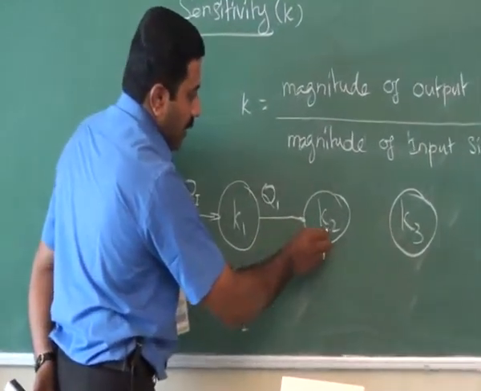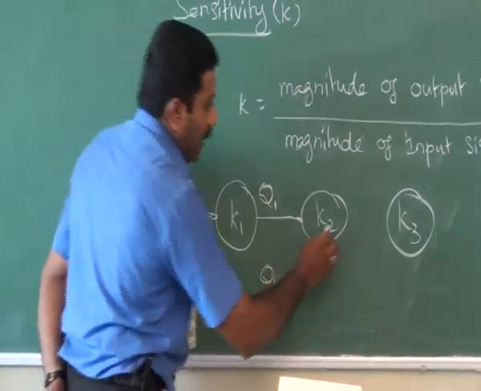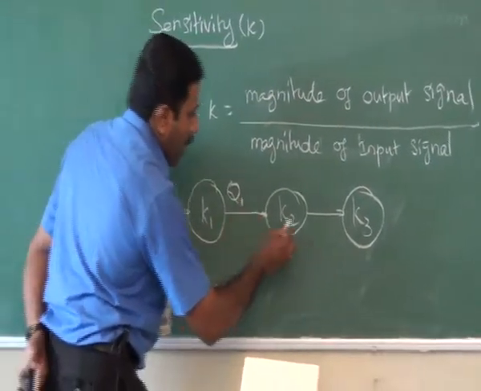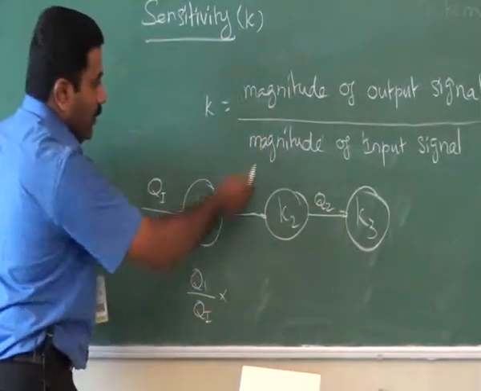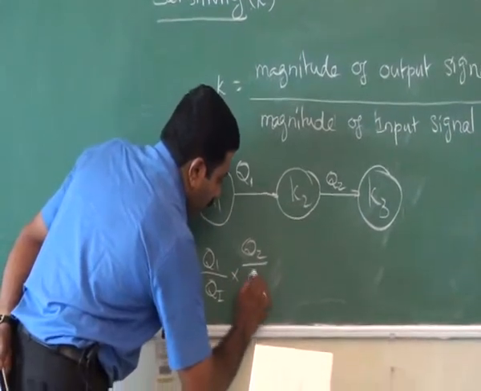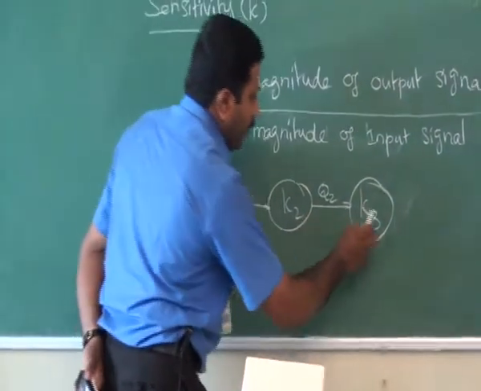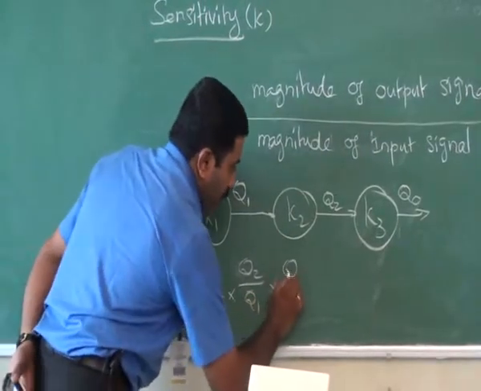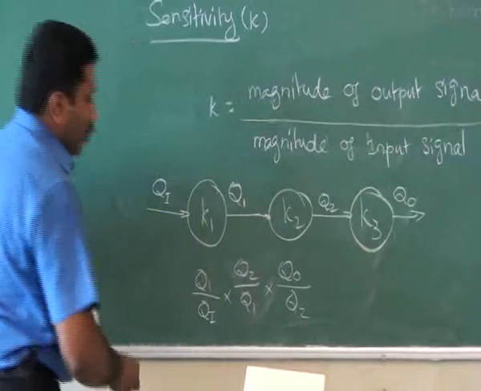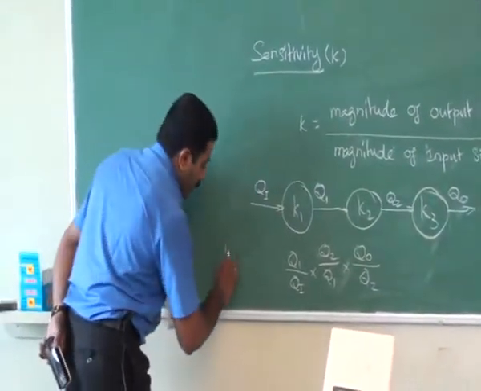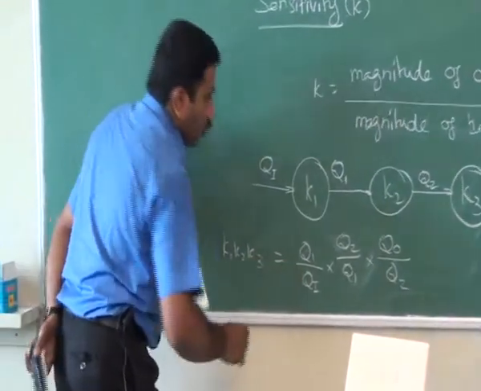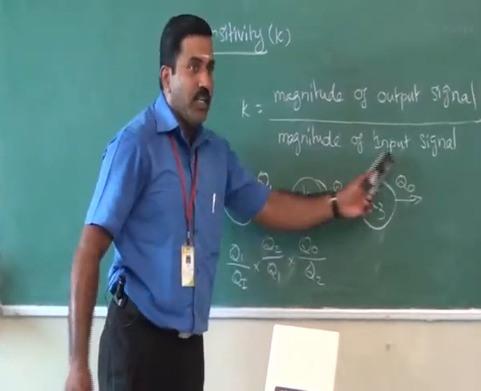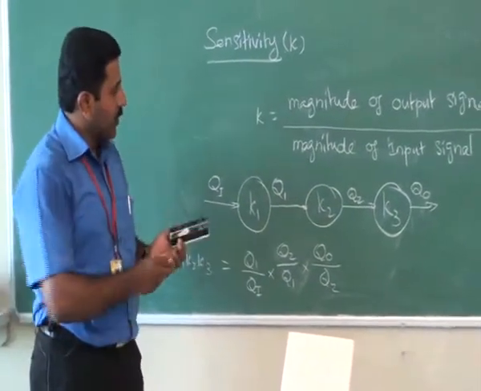The input of the second instrument is Q1, and the output of the second instrument is Q2. So the sensitivity of the second instrument is Q2 divided by Q1, and the sensitivity of the third instrument, the magnitude of output divided by input, is Qo divided by Q2. So the sensitivity of the overall instrument is K1 into K2 into K3. This is the sensitivity of the overall system. If we use more than one instrument, we have to find the overall sensitivity.